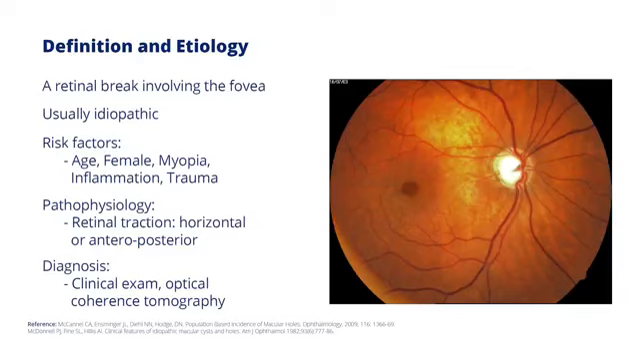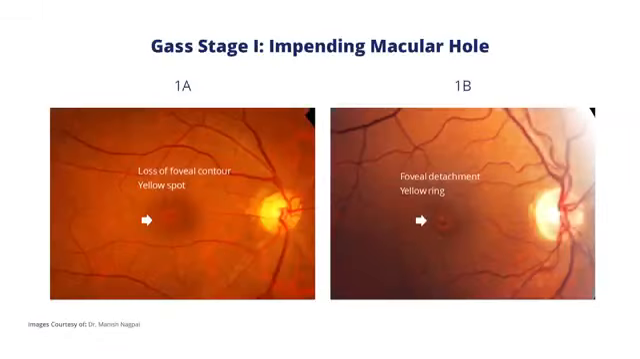Macular holes are clinically identified using slit lamp biomicroscopy. Optical coherence tomography is the diagnostic procedure of choice, while fluorescein angiography has little to no diagnostic value. The GAS classification is the most commonly used staging system.